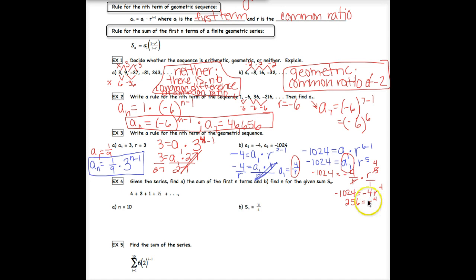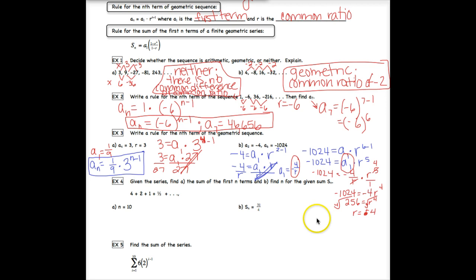Now we undo a 4th power with a 4th root. So 4th root both sides. And r equals technically plus or minus 4. However, they can't both be right there. We'll take the positive version of that. So our common ratio is going to be 4.